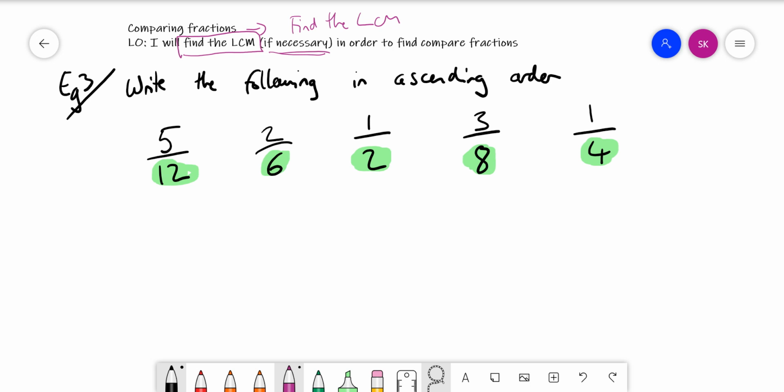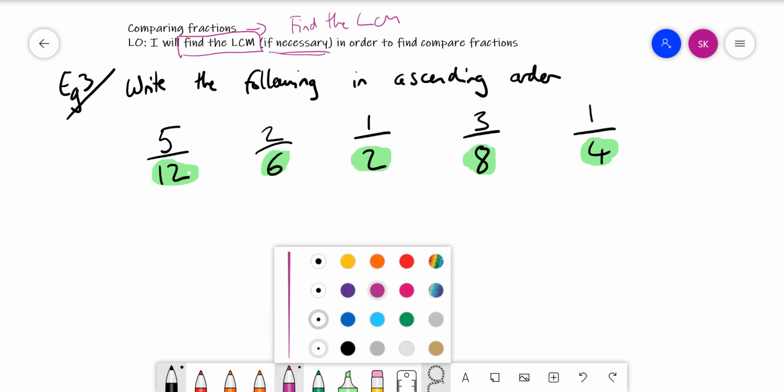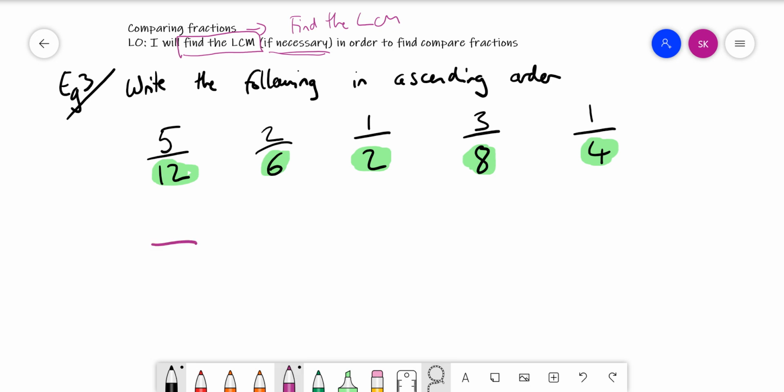So can you see the LCM of 12, 6, 2, 8, and 4? Can you picture it? If you can't think of it, you can always write out the times tables of all these numbers. I'll let you do that now if you haven't already spotted what the LCM of the denominators is. But I'm telling you now, the LCM is 24. 24 is the first number that goes in all of their times tables.